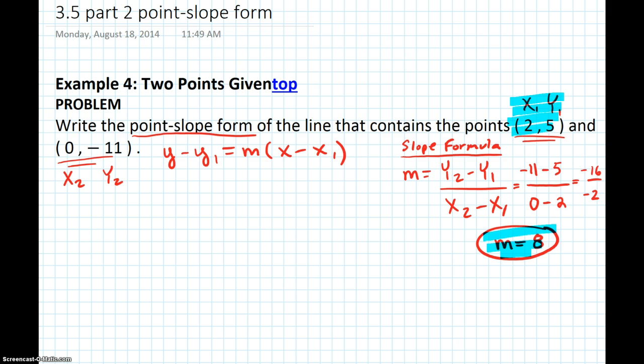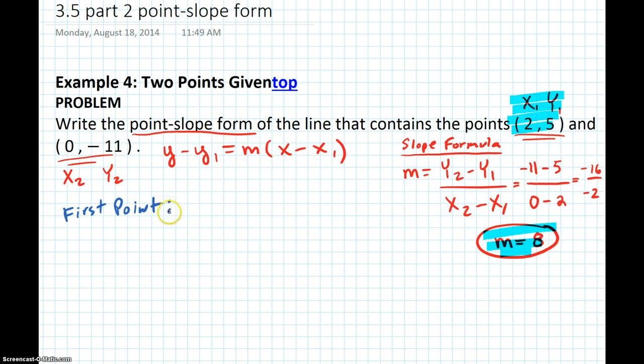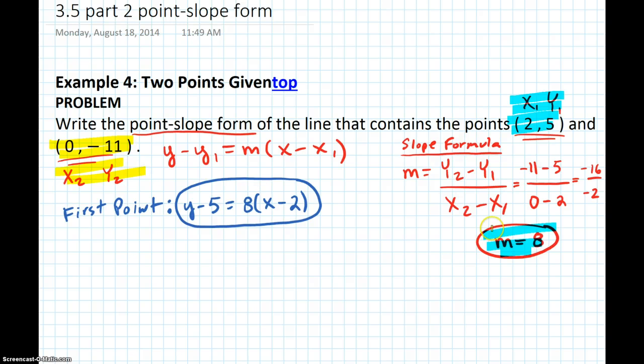So I'm going to do the point slope form using the first point. When I do that, I get y minus y1, which is 5, equals m, which is 8, times x minus x1, which is 2. There is the point slope form with the first point. Let's do the same thing, but this time use the second point. Slope would be the same.